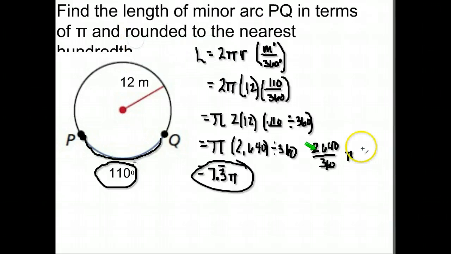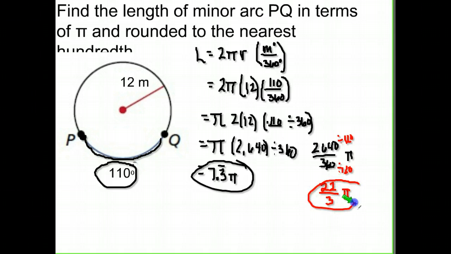So to reduce the fraction, I would divide the top and bottom by 120, and that gives me 22 over 3 pi. Okay, so that is the answer in terms of pi.